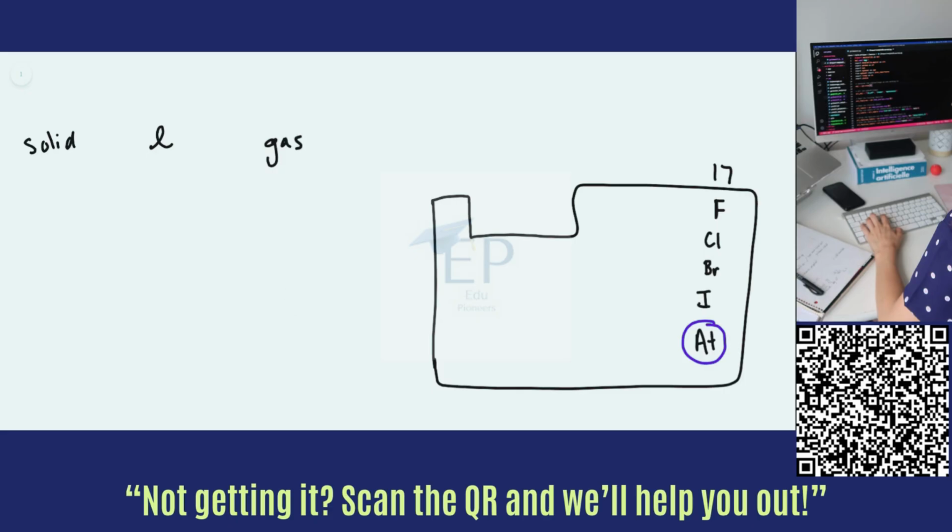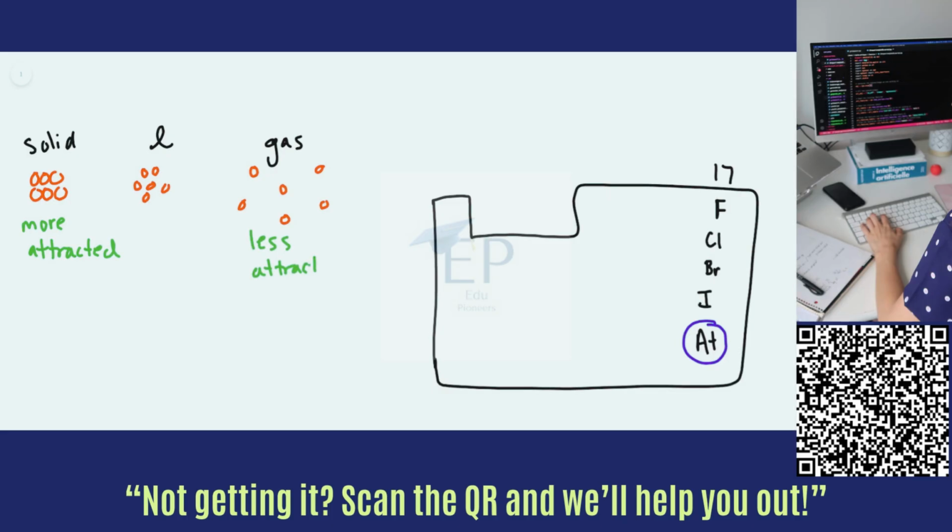And so what I first want us to do is take a note about the characteristics of each of these states of matter. When you have a solid, the particles are very close together, while on the other hand, gas particles are very far apart, and the liquids are somewhere in between. Now, if we had to rank these different states of matter in terms of their attraction, we would say that particles in a solid state are more attracted to each other, while particles in the gas state are much less attracted to each other since they're so far apart.